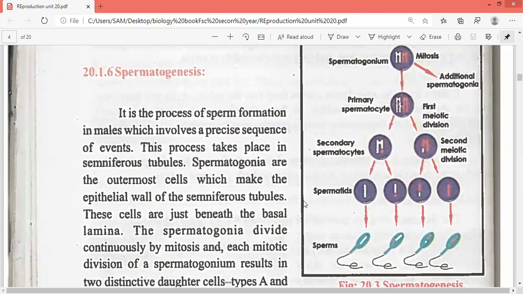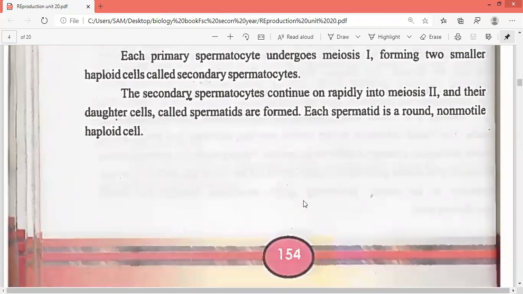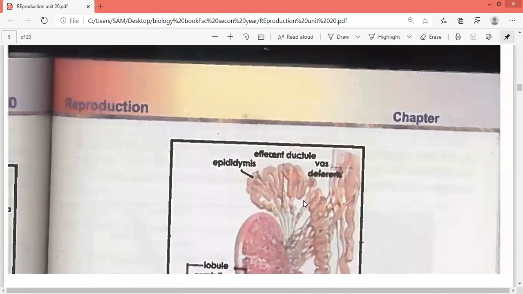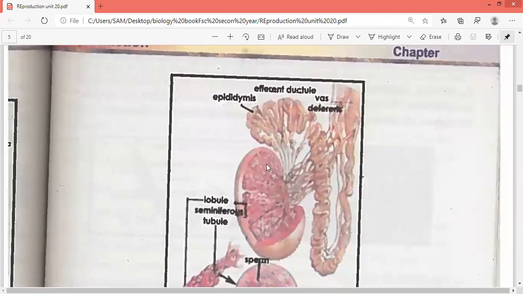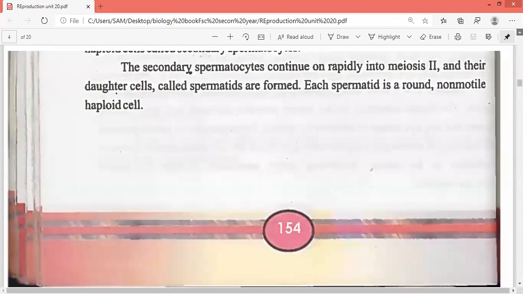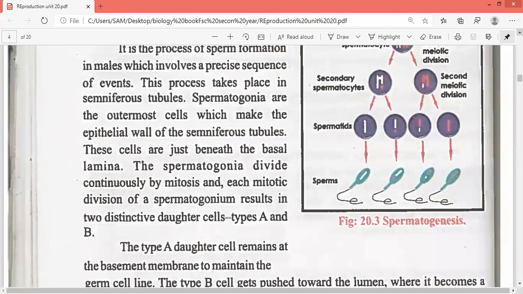As I have shown you before, the seminiferous tubules are present inside the testes. When we cut a section, we look into the seminiferous tubules, and inside these tubules the process of spermatogenesis takes place. Spermatogonia are the outermost cells which make the epithelial wall of the seminiferous tubules.